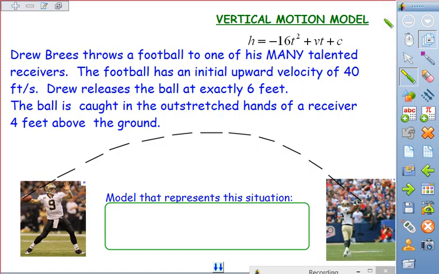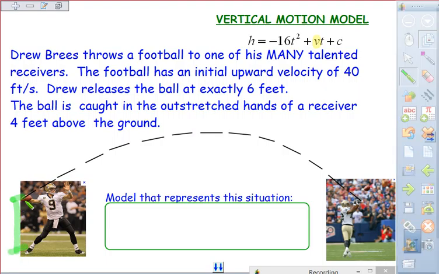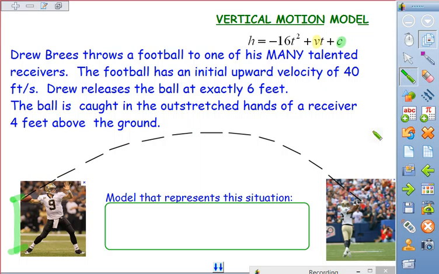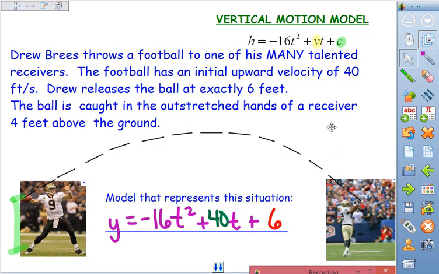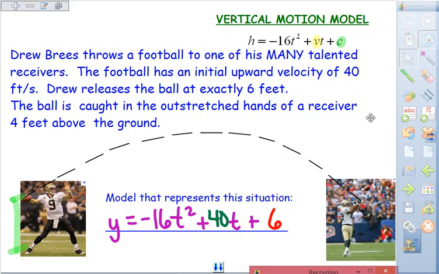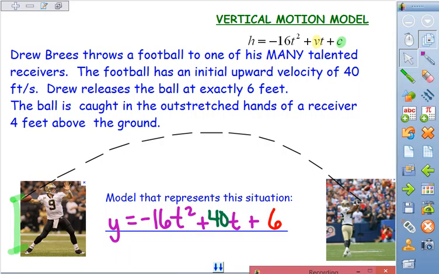Drew Brees throws a football to one of his many talented receivers. The football has an initial upward velocity of 40. So that was our velocity that goes right in for v. Then we have Drew releasing the ball at exactly 6 feet. So that's the distance from here to here as where his arm is. So that number would be plugged in right here. The ball is caught in the outstretched hands of a receiver 4 feet above the ground. So that's kind of happening at the end, so we don't worry about that number.